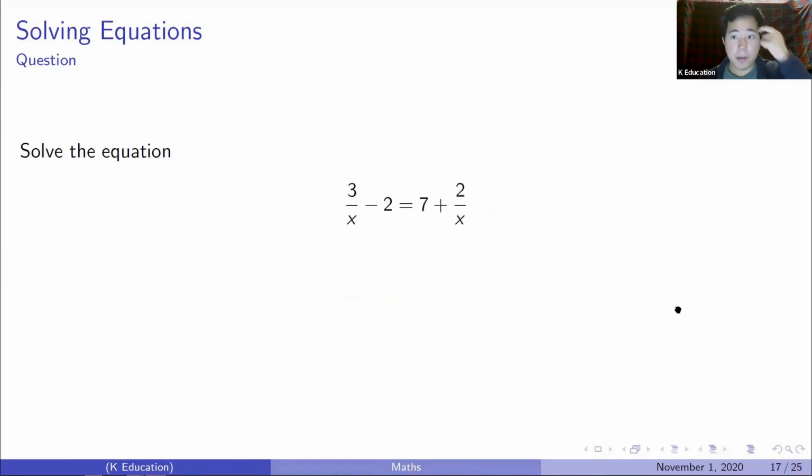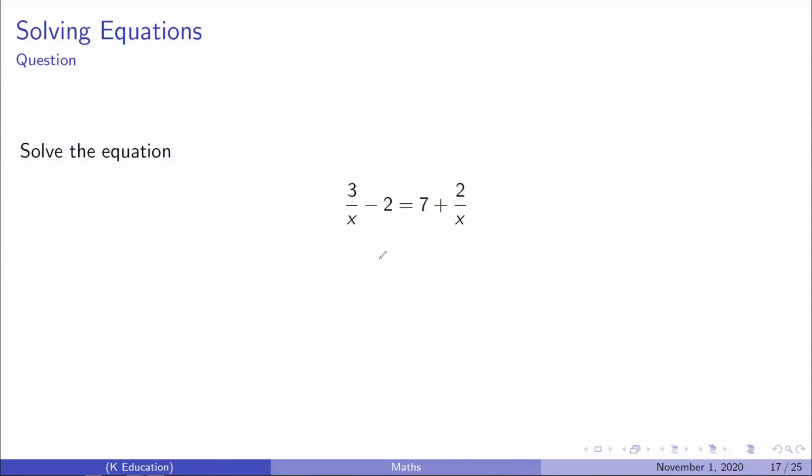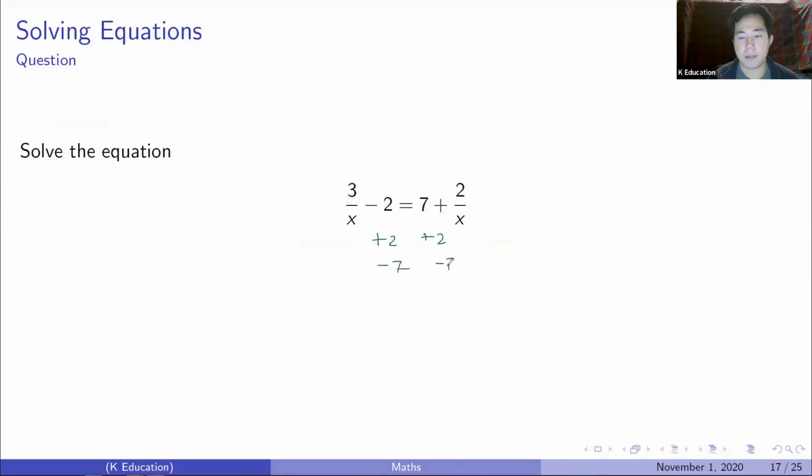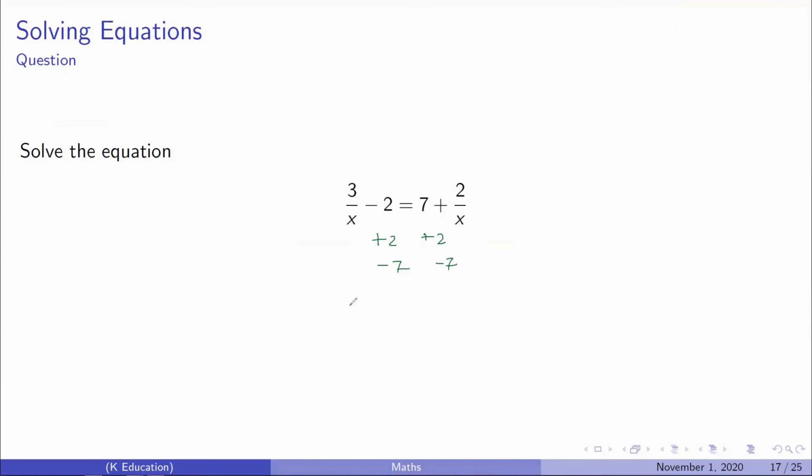So here, Molly, let's try this one. Don't worry about the fraction of the x yet. Let's just move all the x's to one side and all the numbers to the other side, right? So how would you do this? So you can add 2 and subtract 7 from both sides? Yeah. So what do you get on the left side? It will be 3 over x minus 7 equals 2 plus 2 over x.